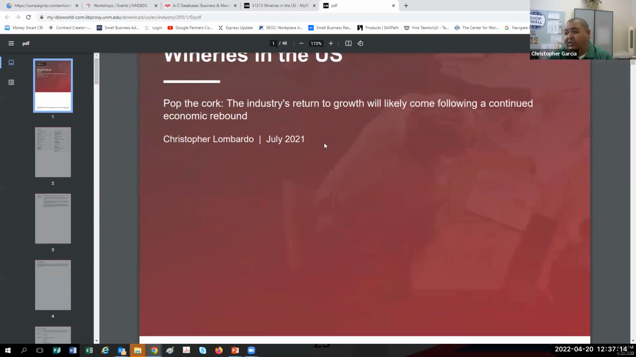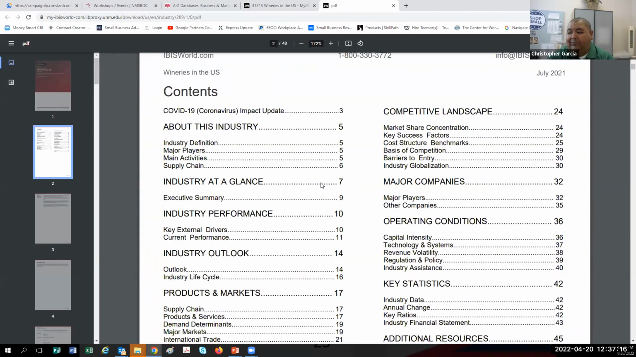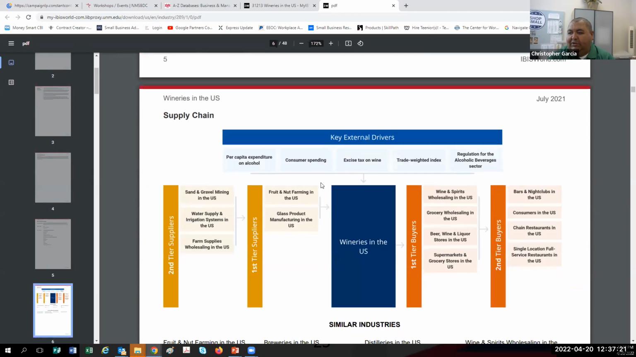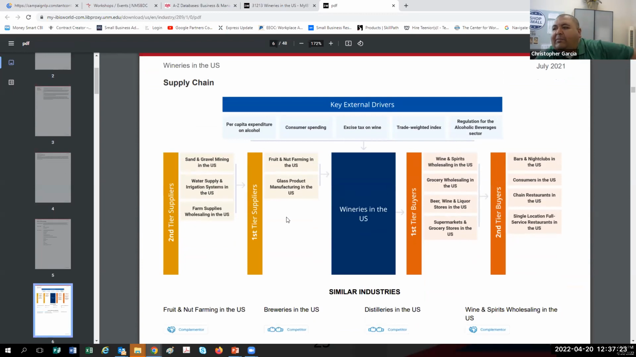And most of these reports are really good and up to date. So let's see what drives the wine consumption industry. Okay, per capita expenditure on alcohol, consumer spending, excise tax on wine, trade weighted index, and regulation for the alcoholic beverage sector. Then it tells us who our suppliers are: sand and gravel, farming wholesale, fruit and nut farming. And then it tells us who our first and second tier buyers are.